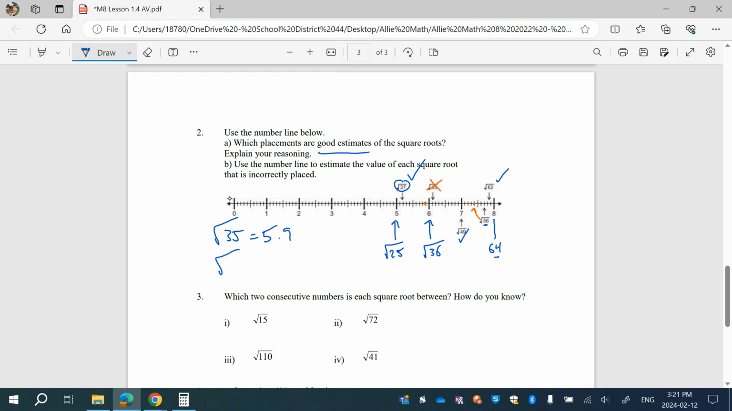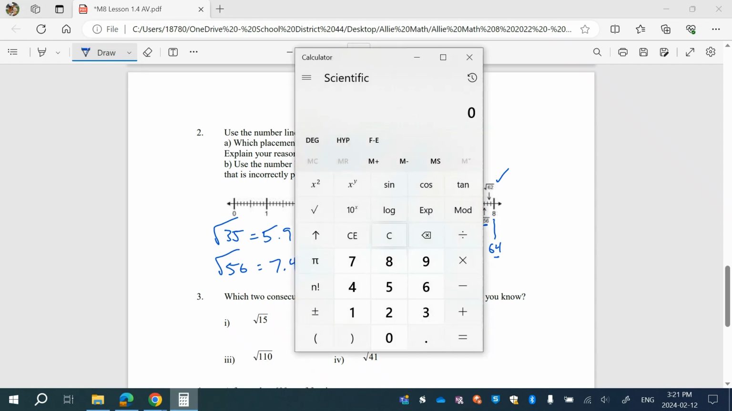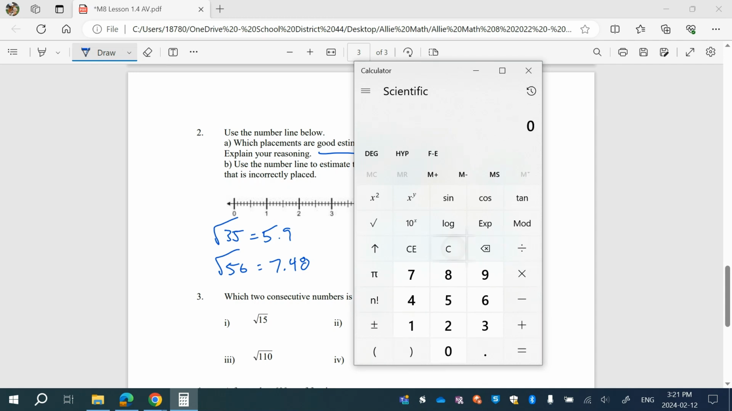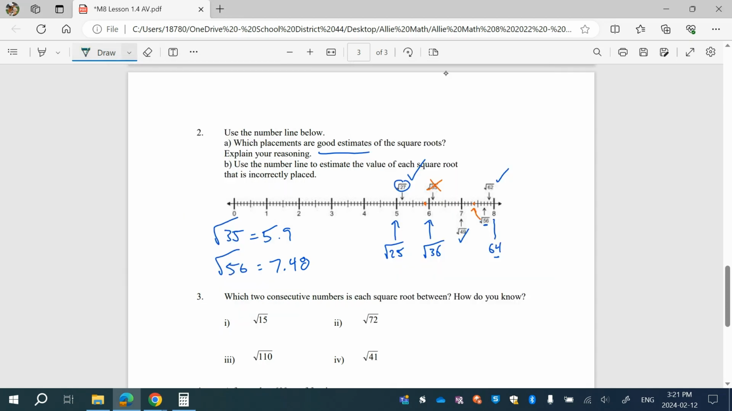And the square root of 56, pretty darn close to half, but a little less. I'm going to guess 7.48 maybe. So let's see. 35 square root, 5.91, pretty good. And 56 square root, 7.48. Wow, right on the money. So pretty good estimates. There you go.